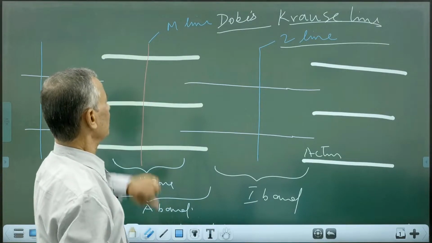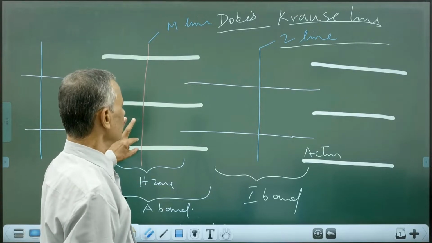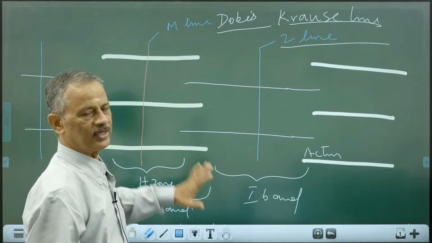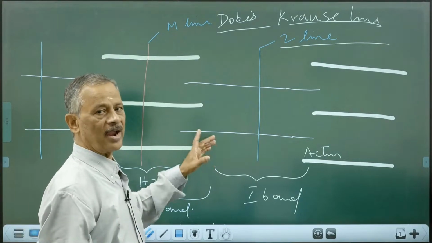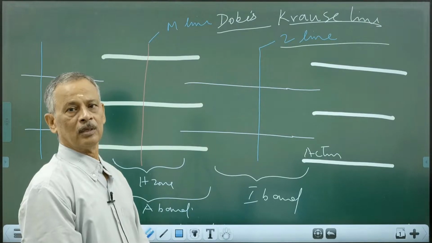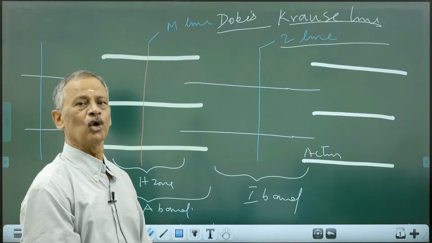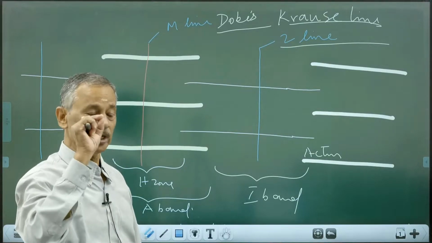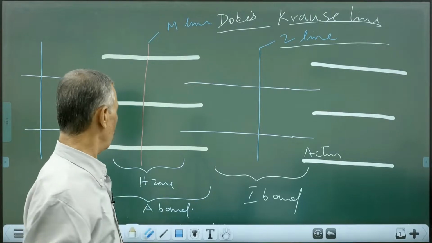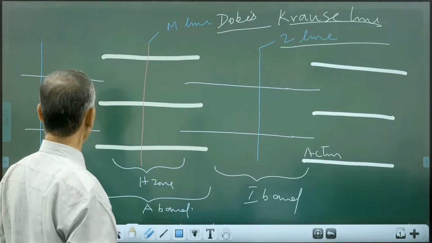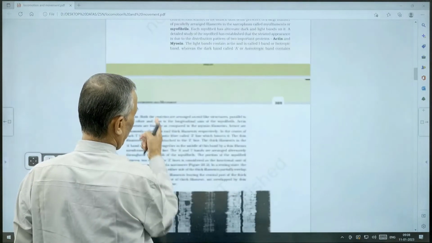What is this thick filament? As I told you, a thick filament is also called myosin filament. This thick filament is a polymerized filament made up of about 200 units. Each small unit by which a thick filament is made up of is called a meromyosin. Now, what is a meromyosin?